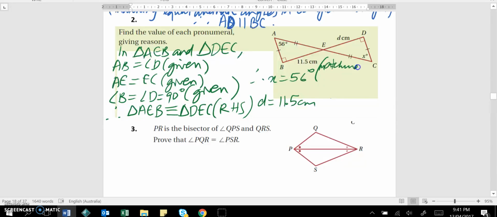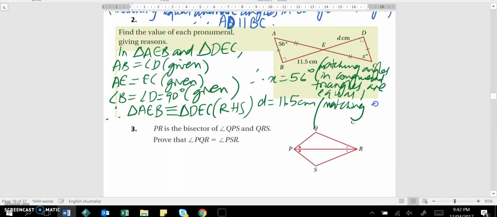And my reasons for those are the classic reason, either matching angles in congruent triangles are equal, or matching sides in congruent triangles are equal. Okay, so you can write the rest.